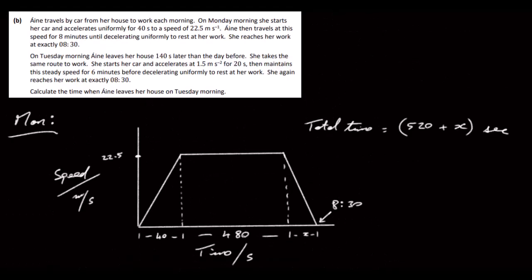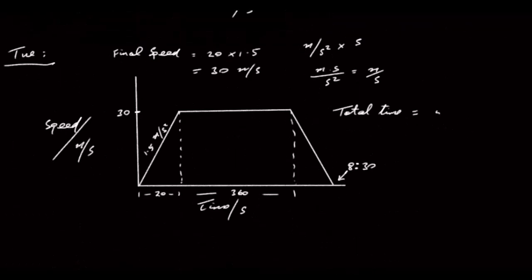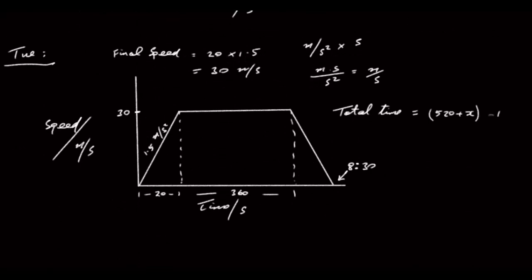is going to be the same as Monday, but she leaves the house 140 seconds later than the day before. So it's going to be the same because she arrives at 8:30. She left 140 seconds later than the day before. So it's going to be 5:20 plus x. That's the time it took her the day before, 5:20 plus x. And we've got to subtract 140 seconds. So when you do that, you get 380 plus x. So that's the time it takes her to reach work on Tuesday.